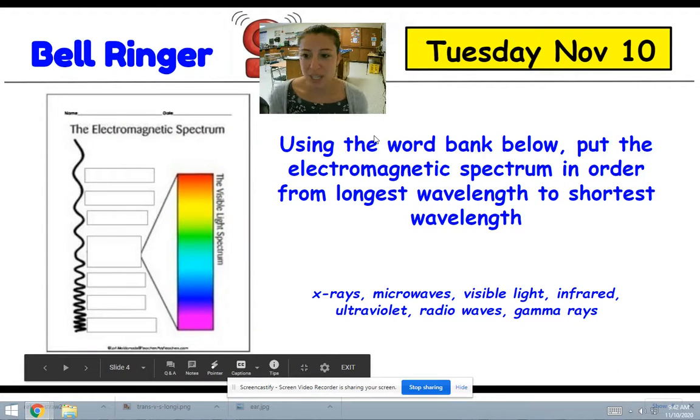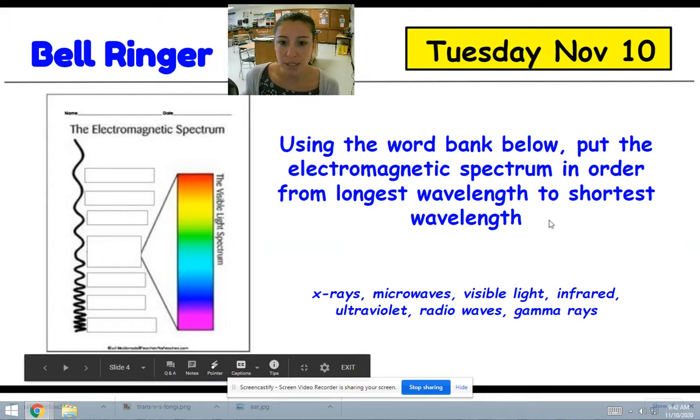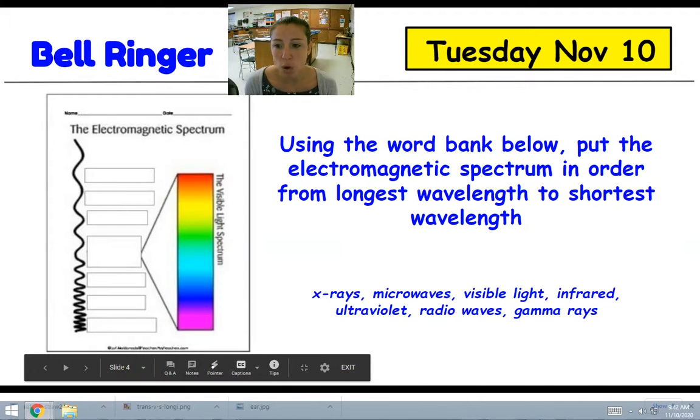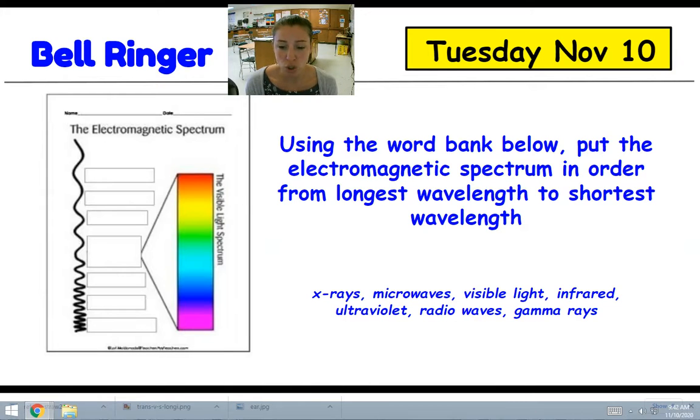Good morning, class. Today is Tuesday, November 10th, and before you take your quiz, you are going to answer this bell ringer question. It says, using the word bank below, put the electromagnetic spectrum in order from largest wavelength to shortest wavelength. Hit pause as you fill this out. I am going to reveal the answers for you, but I want you to try this on your own first. So hit pause.